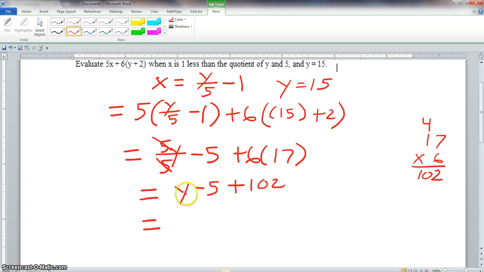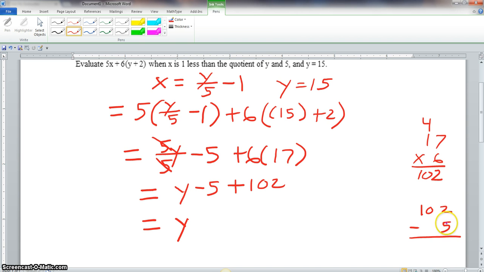Now, if you notice here, there's nothing that is in common with y. So we will bring our y down. And then now we have to do this negative 5 plus 102. So what we would do is we would go off to the side and take 102 minus 5.